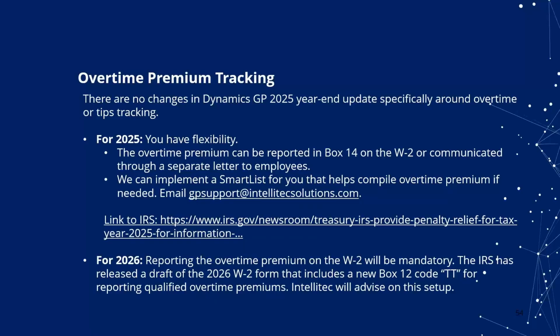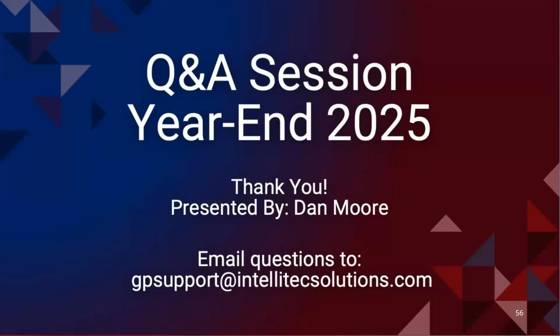The IRS has released a draft of the 2026 W-2 form that includes a new box 12 code TT for reporting qualified overtime premiums. And then Intelitech will reach out and advise on this setup with our payroll clients. And that's really all I had today for the year-end close for 2025.